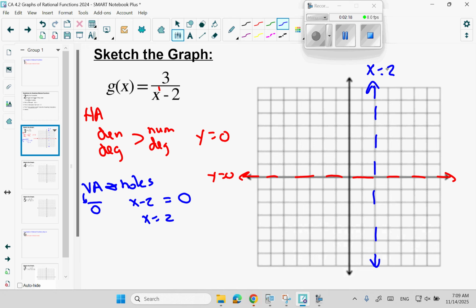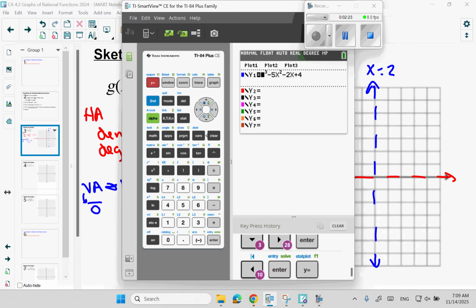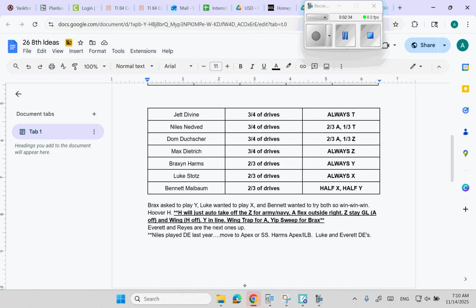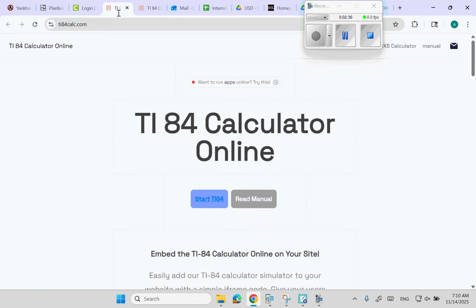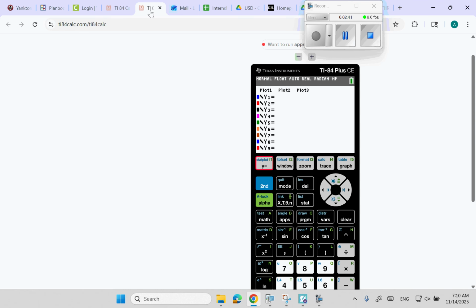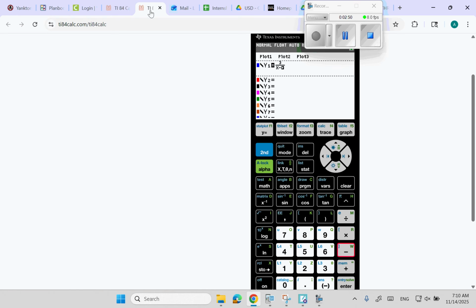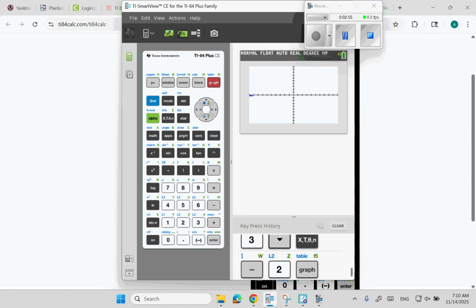Okay. Now we should get some points to graph, so take out our graphing utility. We get 3 over x minus 2. If you don't have a graphing utility, remember we can always go into ti84calc.com, hit start ti84, and it pulls up this screen right here, which functions the exact same as the calculator I am using on screen. So 3 over x minus 2 graph, and I get the exact same thing I would if I were to hit graph right here.